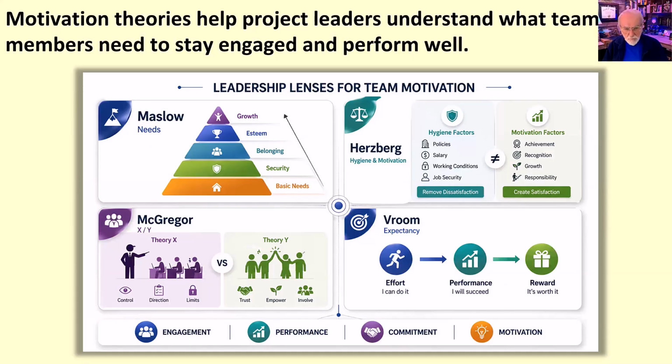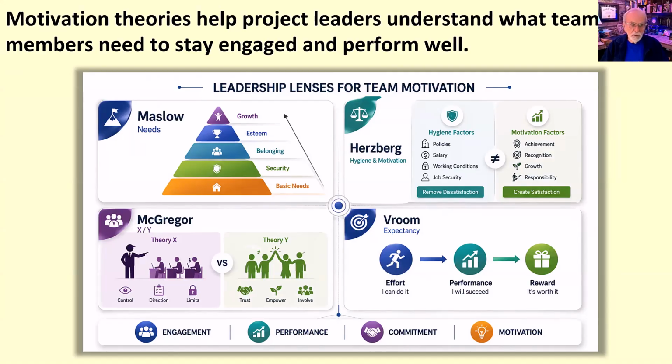There are a lot of motivation theories out there, but there are four main ones: Maslow's hierarchy of needs, Herzberg's two-factor theory, McGregor's Theory X and Theory Y, and Vroom's expectancy theory. I'll just briefly cover those as background, and as you work as project managers, you can do a much deeper dive to understand which one applies to you.